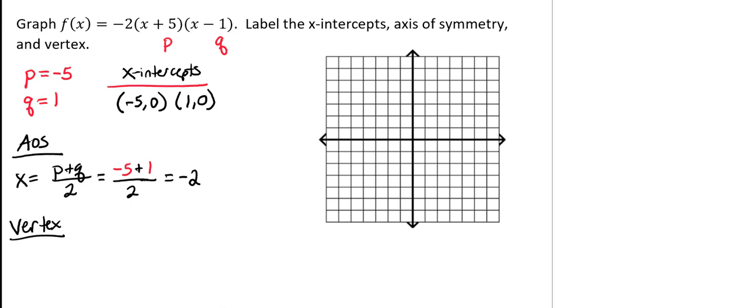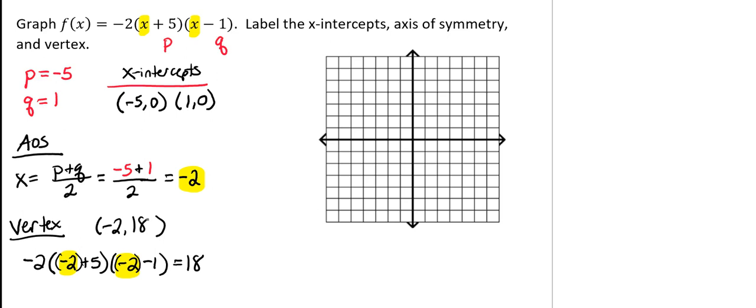In order to find the rest of our vertex, because we know it's going to be -2, something, we need to take this -2 and plug it in to our x values. So let's go ahead and do that. Here we have -2 times the quantity -2 plus 5 times the quantity -2 minus 1. That's going to give us a value of 18. Okay, so we have everything we need to graph. We have our x-intercepts, our axis of symmetry, and our vertex.